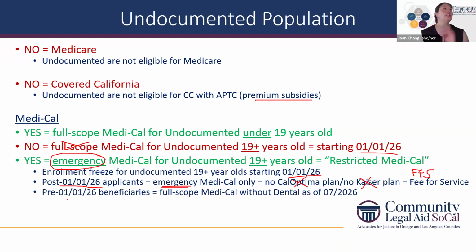Okay, but what about currently? If you already have Medi-Cal and you are currently undocumented, you have full scope. You're going to have full scope, and even after January 1 of next year, you will still keep your full scope Medi-Cal. The only difference is you're going to lose out on your dental starting July of next year. Again, because of budget cuts, they're removing the dental benefit for undocumented individuals starting July of next year.